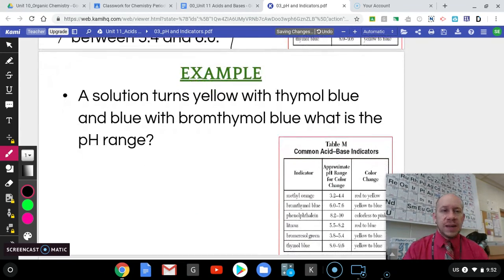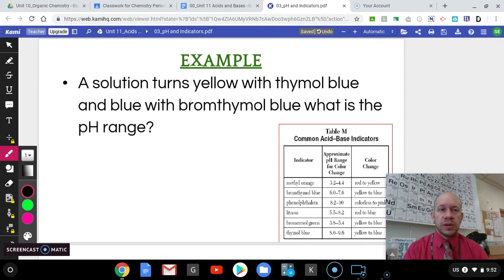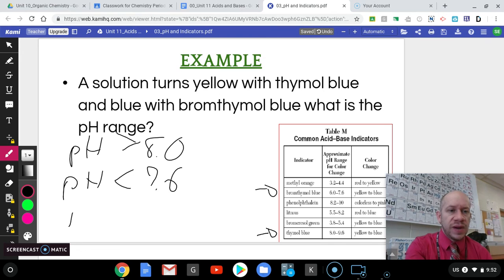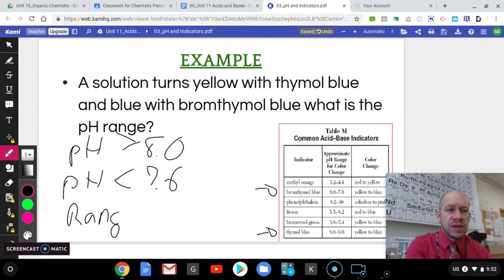Another example, a solution turns yellow with thymol blue and blue with bromthymol blue. What is the pH range? So thymol blue is here. If I'm yellow, that means I have a pH that is less than 8.0. If I'm blue with bromthymol blue, I have a pH that is greater than 7.6. Therefore, my pH range is 7.6 to 8.0.